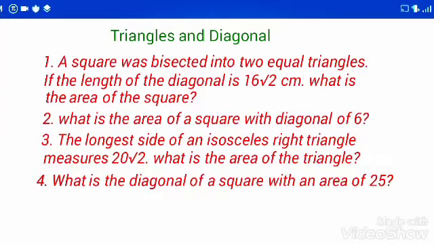Alright, we said earlier that a triangle is a three-sided polygon, and we have different types of triangle. We have the right angle triangle, the isosceles triangle, the equilateral triangle, and the scalene triangle. But today we're going to be focusing on the isosceles triangle. An isosceles triangle is a triangle where two angles are equal, or we say base angles are equal.